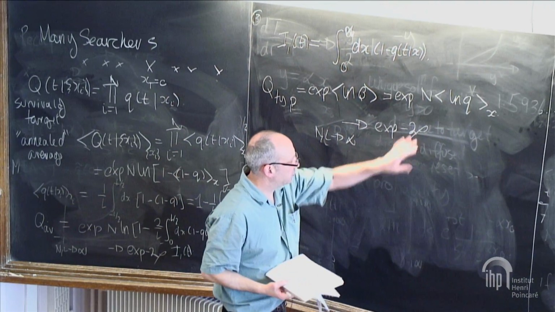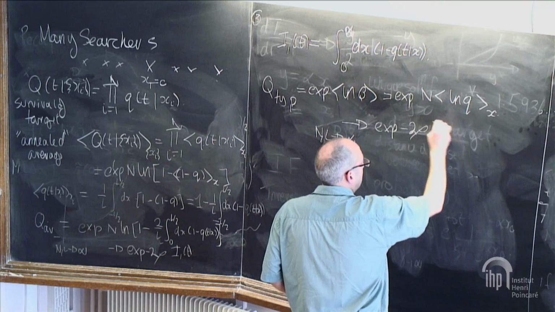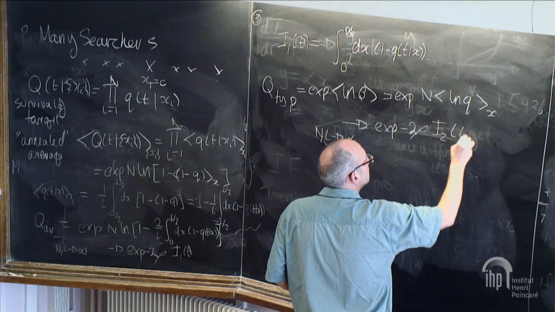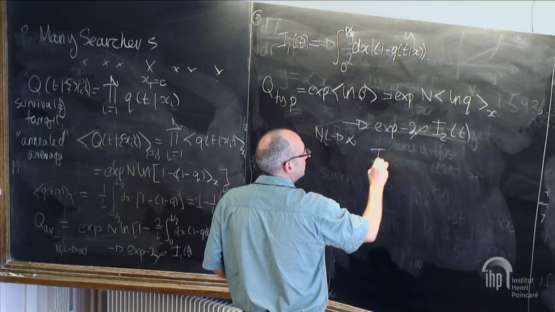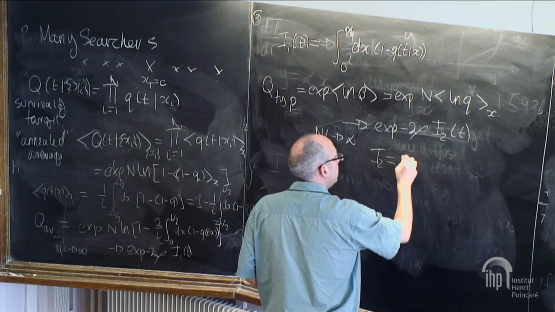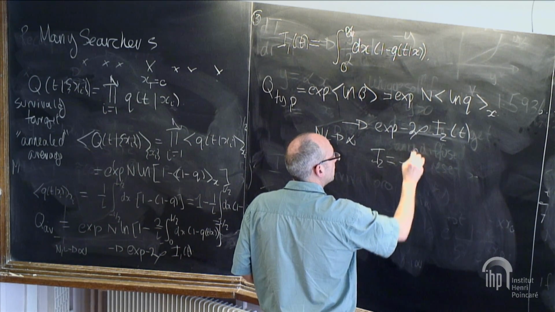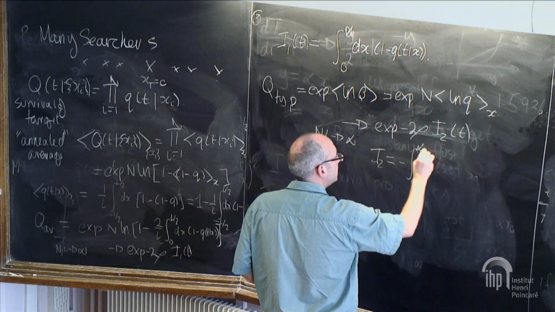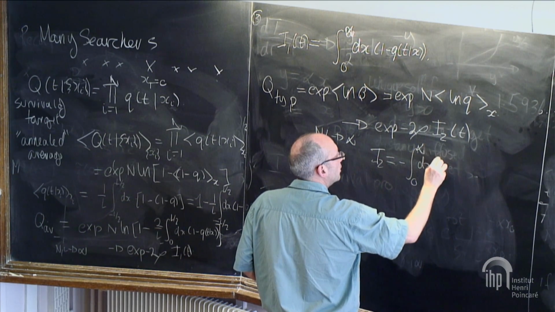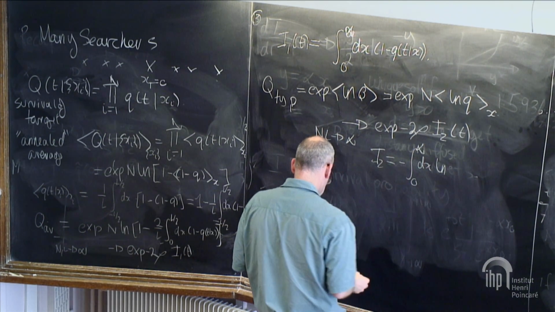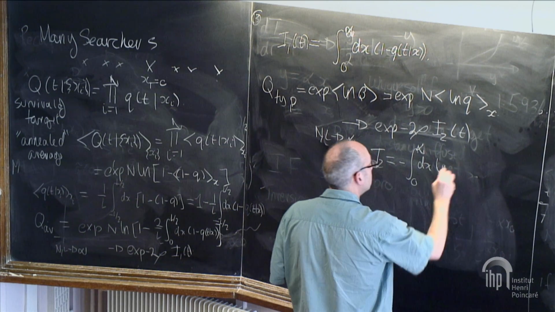I'll get exponential minus 2 rho, and then I2 of t, and I2 will simply be minus, if I've got my minuses right, integral from 0 to infinity dx of log Q.